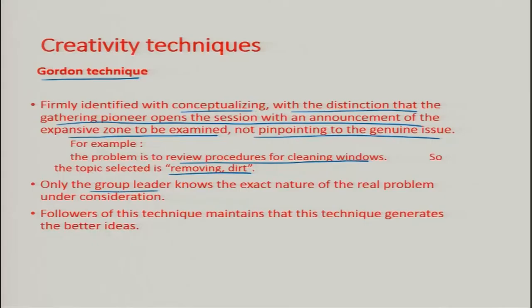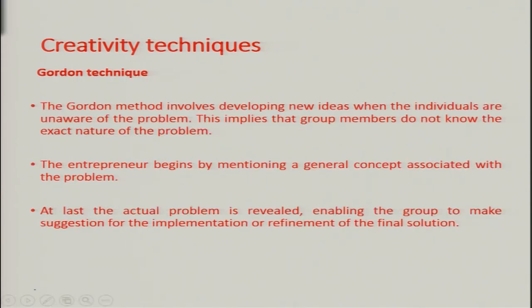In brainstorming, sometimes we can say, okay, we need to develop a chair. In this case, we can say we need something to sit on, which is better. So, we do not disclose the genuine or the original issue in Gordon technique. Only the group leader knows the exact nature of the real problem under consideration. The people who practice this technique claim that this technique generates better ideas. Now, the Gordon method involves developing new ideas when the individuals are unaware of the problem. This implies that the group members do not know the exact nature of the problem.